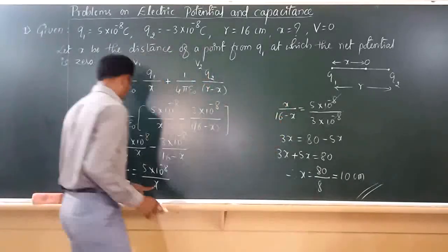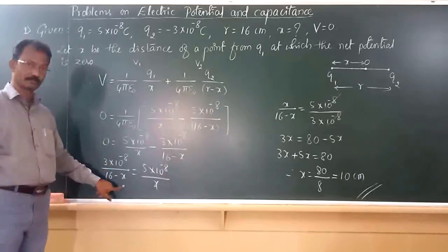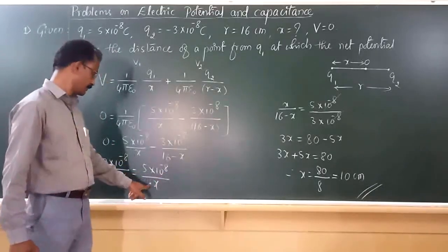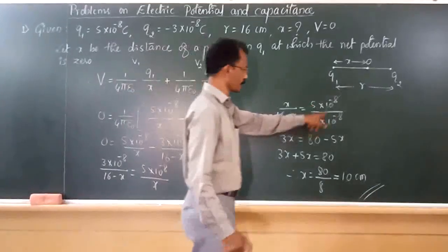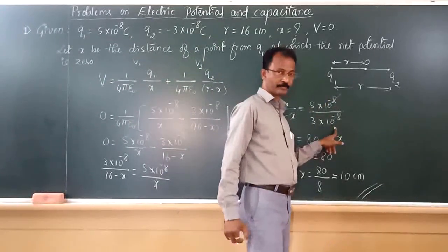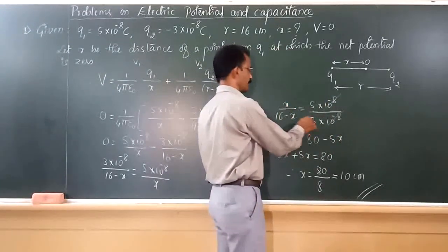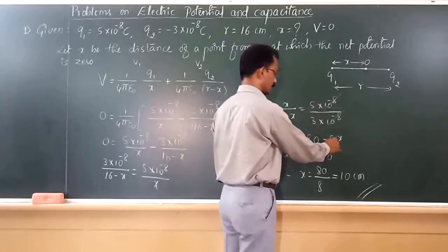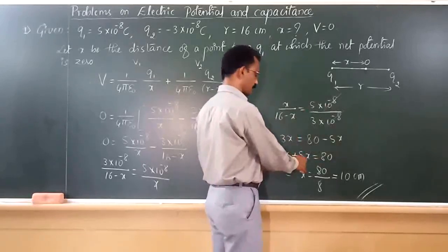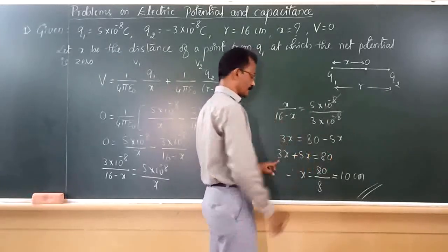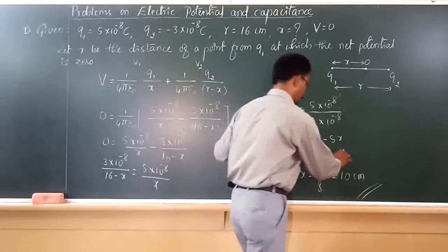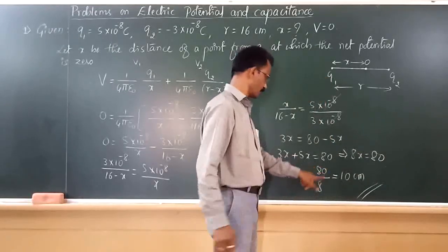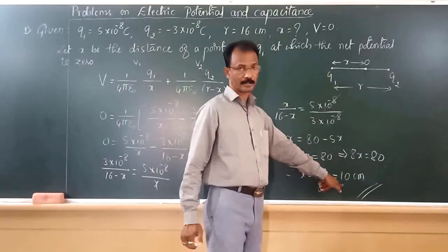x divided by 16 minus x is equal to 5 into 10 raised to minus 8 divided by 3 into 10 raised to minus 8. The 10 raised to minus 8 cancels. Next, cross multiply again: 3 into x is equal to 5 into 16 minus x. So 3x plus 5x is equal to 80, meaning 8x is equal to 80. Therefore, x is equal to 80 divided by 8, which equals 10 cm.